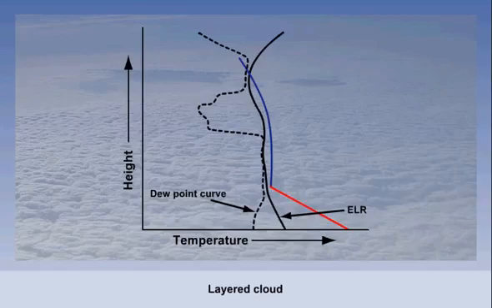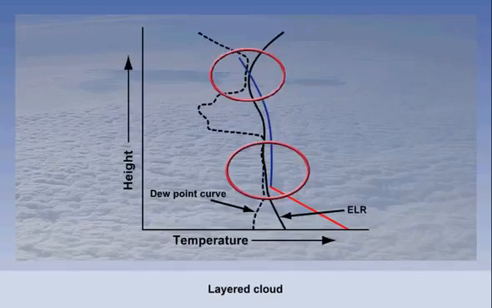When the temperature of the rising air is the same as the dew point, we have saturation, and cloud will form if cooling continues. The graph can tell us this, and shows where layers of cloud could be found. Here, and here, we would expect to find layered cloud, such as stratocumulus or altostratus. Whereas here, the ELR and dew point curves are well separated, so we expect clear, unsaturated air, and hence cloudless conditions.